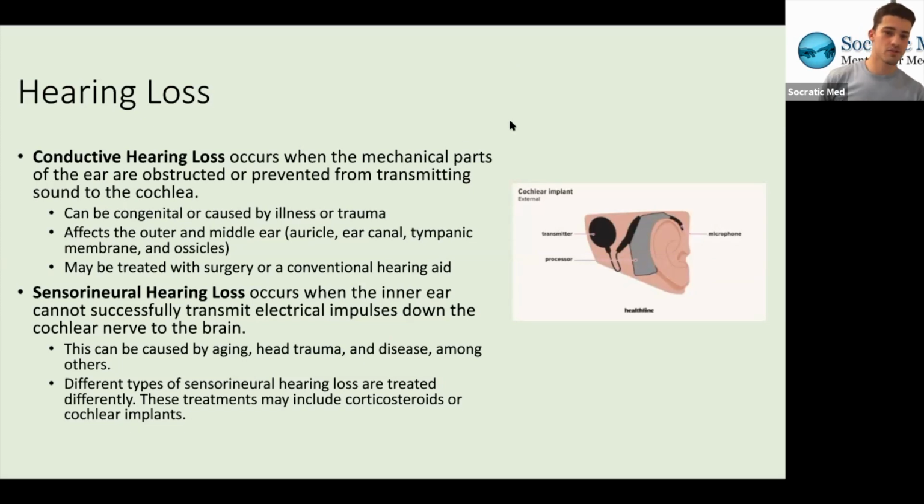Okay. So it affects the outer and middle ear, like I said: the auricle, ear canal, tympanic membrane, and the ossicles. It can be treated with surgery, if there's corrective surgery available, or a conventional hearing aid. The conventional hearing aid will help amplify the sound and get it over to the tympanic membrane.